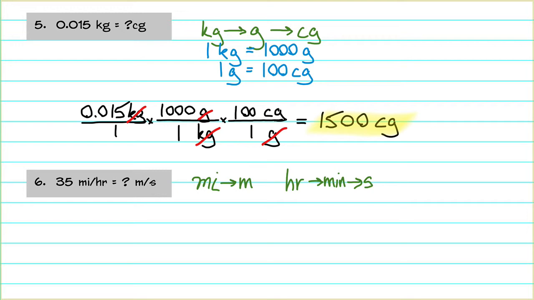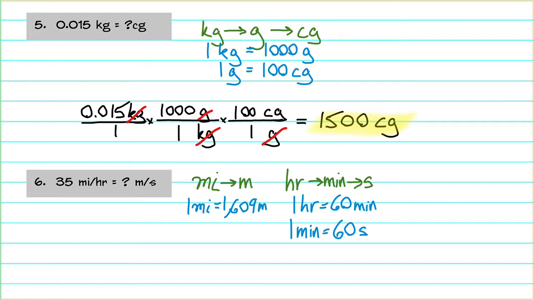The relationship between miles and meters is for every 1 mile, you're going to get 1,609 meters. And for every 1 hour, you're going to get 60 minutes. And for every 1 minute, you're going to get 60 seconds. So this is going to be a 3-step conversion, and they usually don't get any more difficult than this.